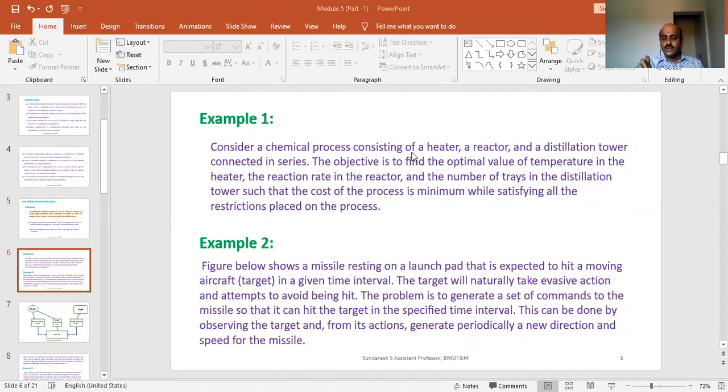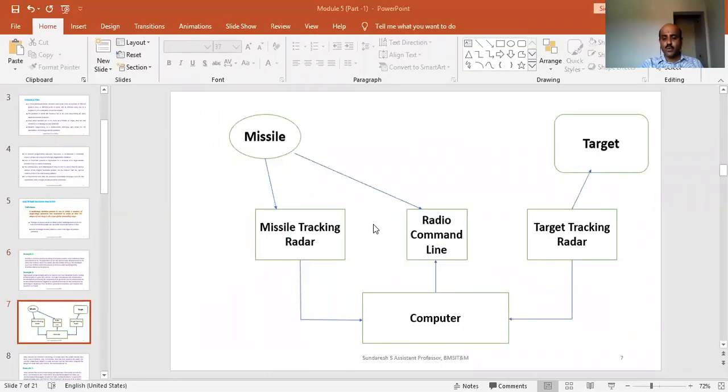Once you find the optimal values across each stage, overall you are leading to the optimization of the cost. Here, optimization means you are minimizing the cost of the chemical process. So this is one simple example of a serial multi-stage decision process. In a similar way, we have another example. This is the example I have shown with a block diagram also.